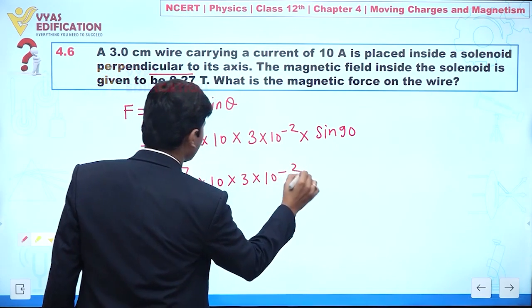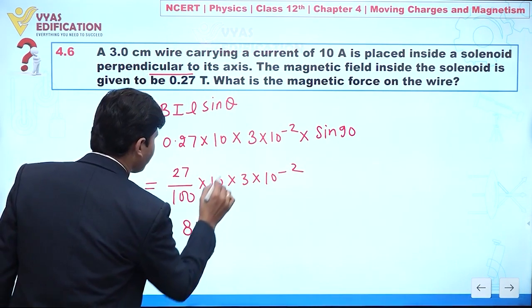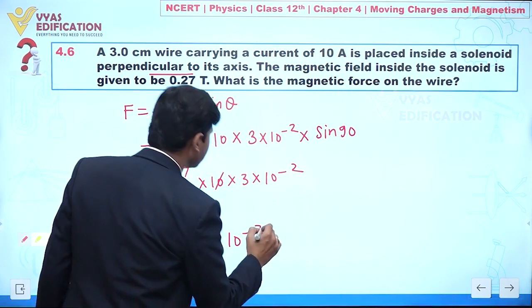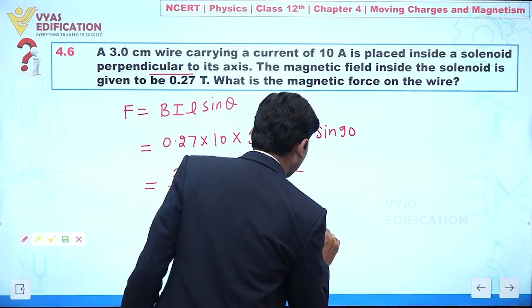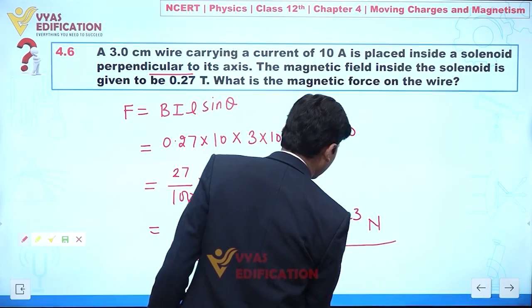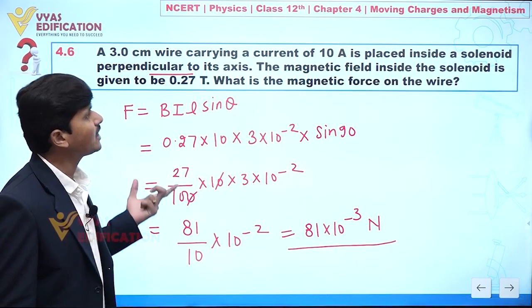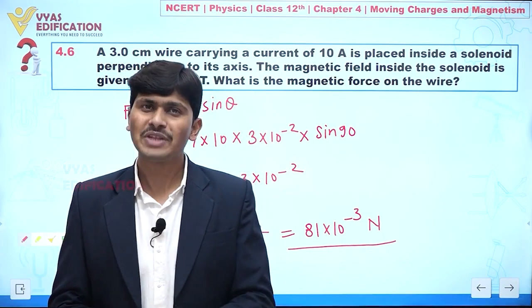Clear? So now this is 81, divided by 10 into 10 to the power minus 2. From here we get 81 into 10 to the power minus 3 Newton. Clear? So this is the magnetic force acting on the wire. Clear? So this is all about this question.